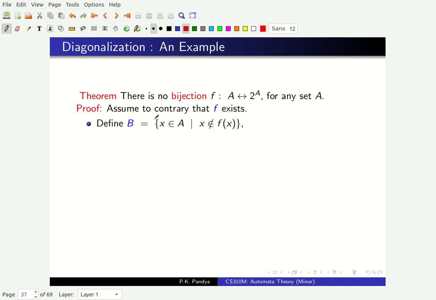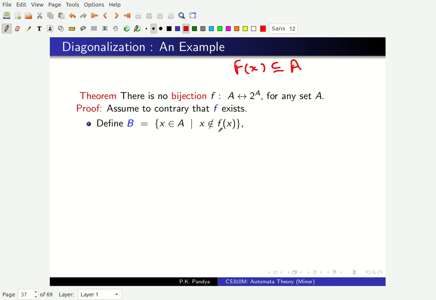Now, using this F, which we have assumed to exist, we define a set B. Okay, so let me explain this set B. B is going to be some subset of A. We are going to collect some of the elements of A in it. Which elements? Take an arbitrary element x belonging to A and make this check. We have this bijection F from A to power set of A. That means F of x will be some subset of A, because F of x belongs to the power set of A.